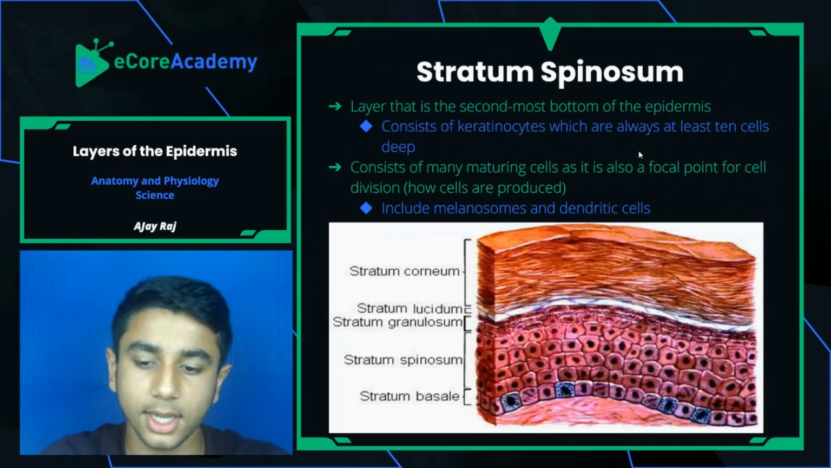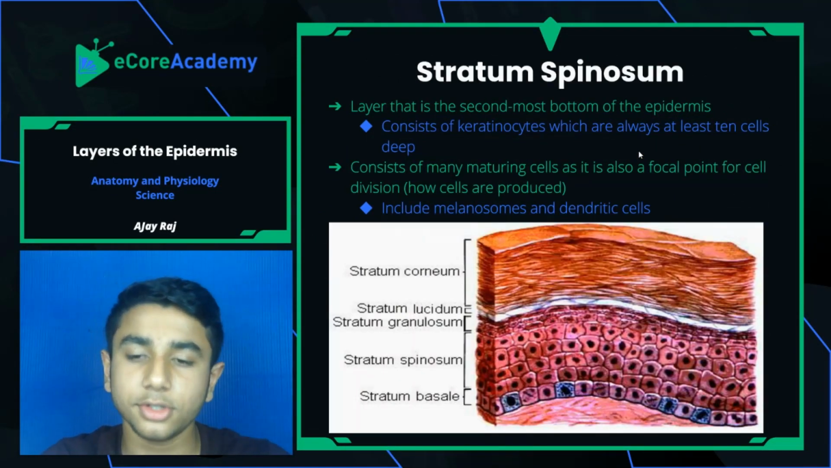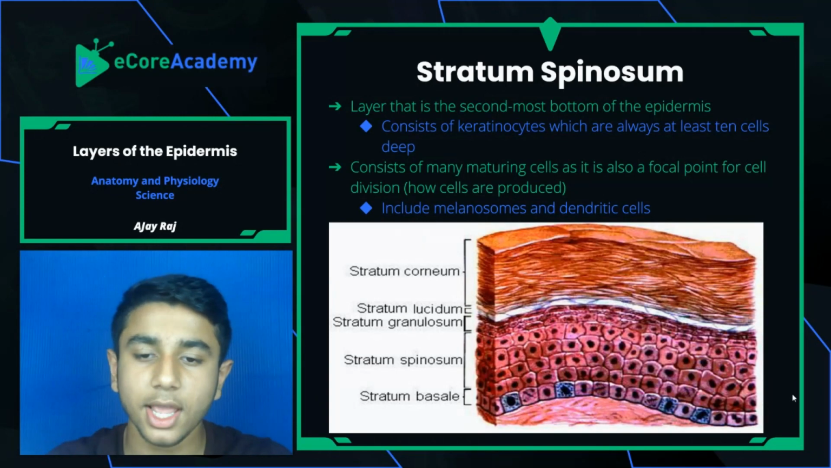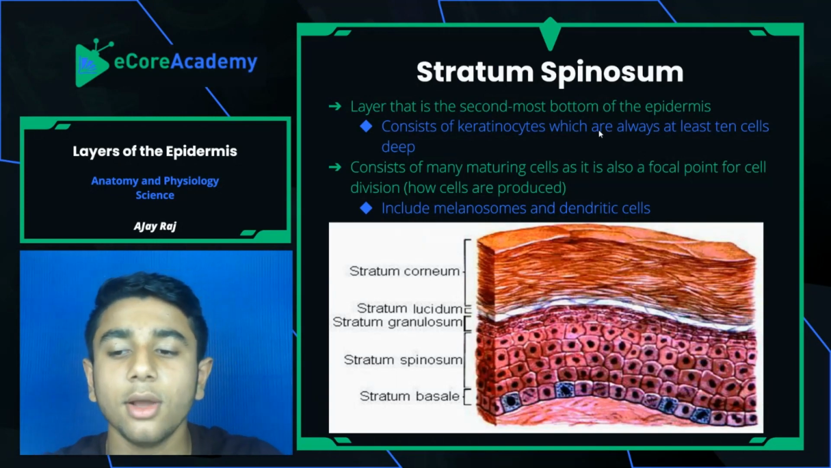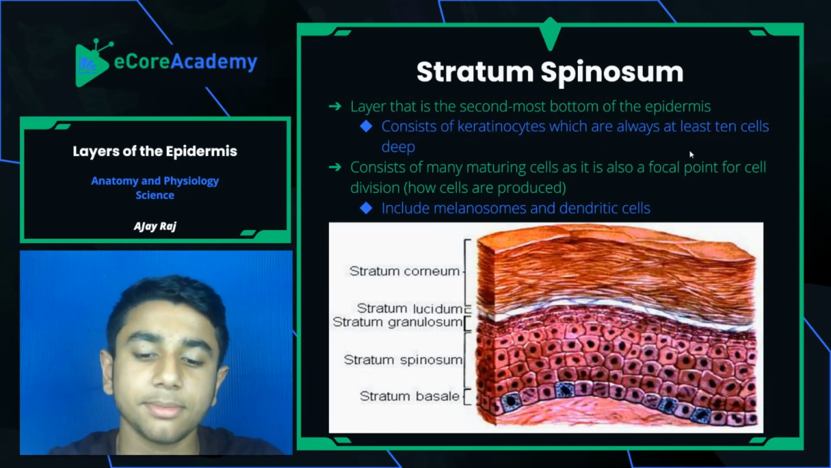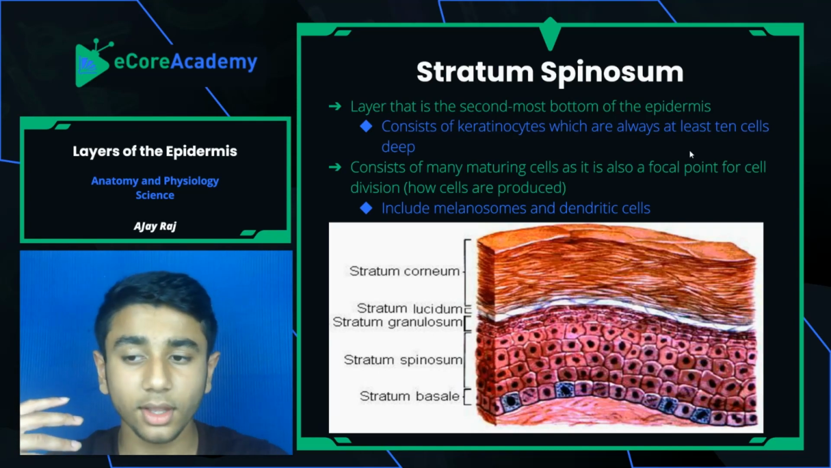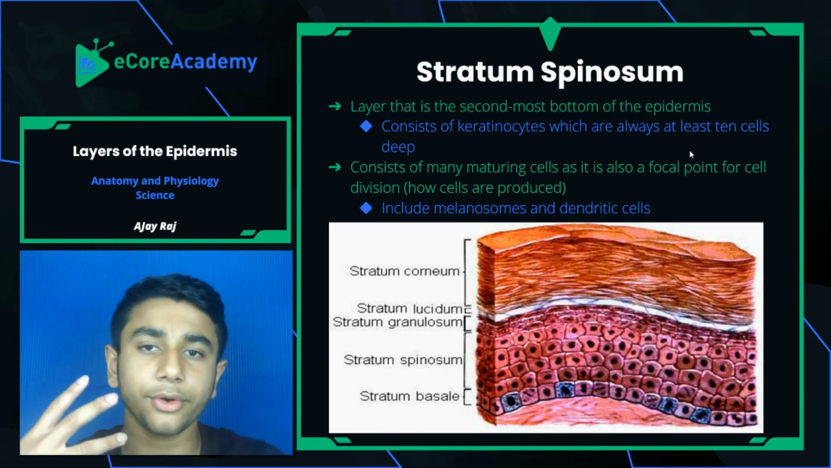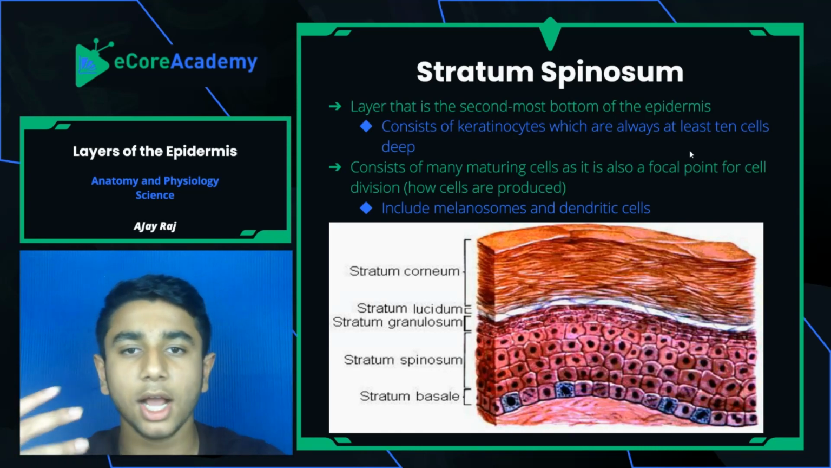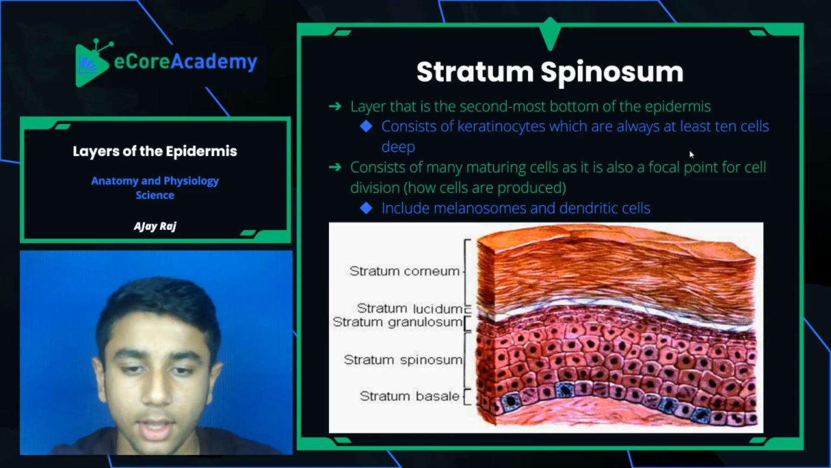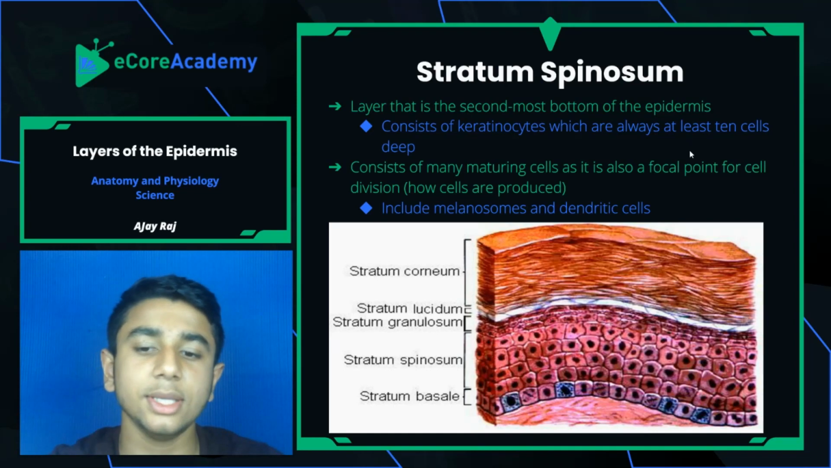On to the next slide. This is our stratum spinosum, the second most bottom layer of the epidermis, and it consists of keratinocytes, which are always at least 10 cells deep. Keratinocytes are cells that help with hair growth, and they're also immunizing cells that help with blockage in the pores, and they help with your overall immune system. It's about 10 cells deep with this keratinocyte.